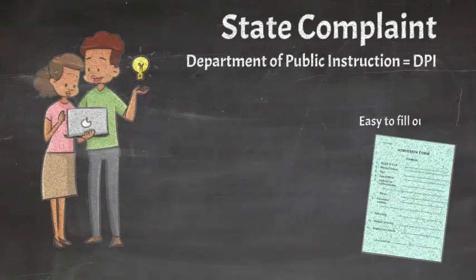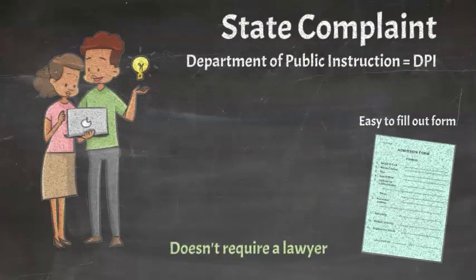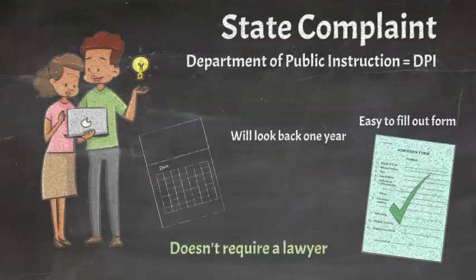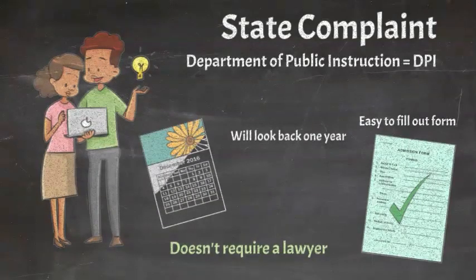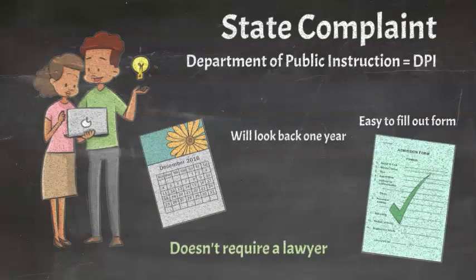The form is relatively easy to fill out, does not require a lawyer, and includes spaces for the parent or advocate to input all the information that is needed. If DPI determines there are potential violations, they will investigate the complaint by reviewing the student's records and talking to the parent and school staff. DPI will typically only look at violations that occurred within 1 year from the date the complaint was filed. DPI will determine whether the school violated any rules and issue a written decision within 60 calendar days.